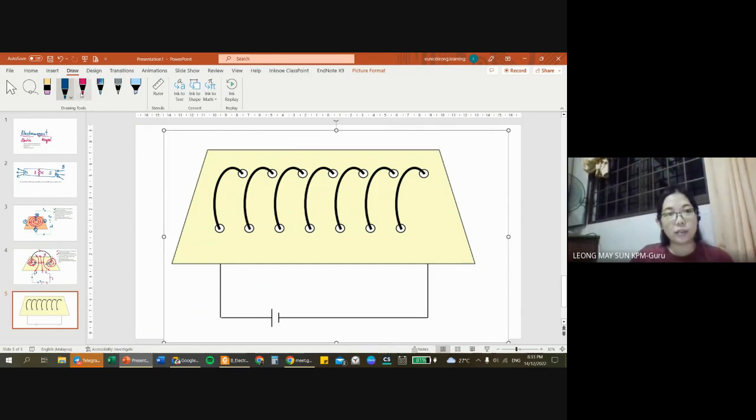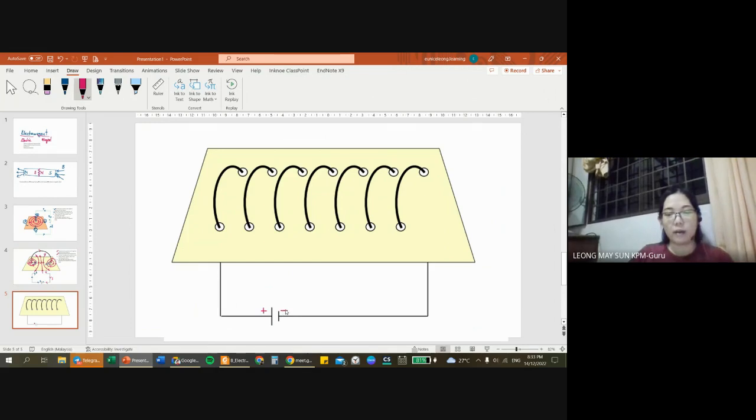All you have to do here is, number one, first thing, determine positive, negative of the battery. Remember the longer one is positive, the shorter one is negative. Then the current flows out from positive, and then here it goes like this, upwards. And then current comes back down.